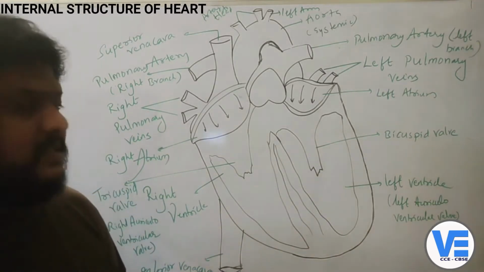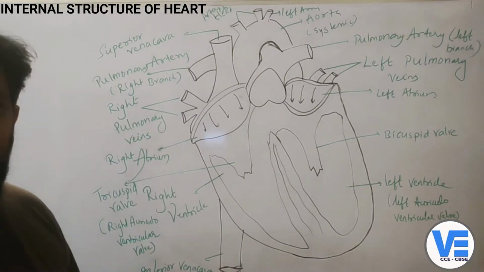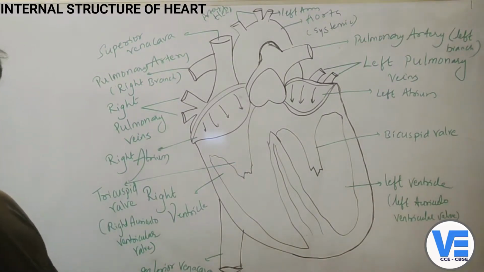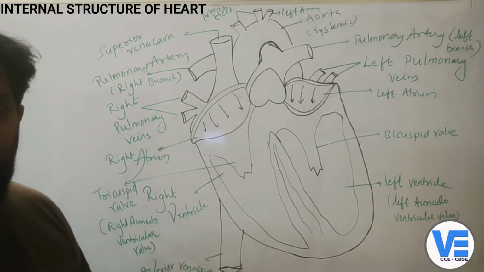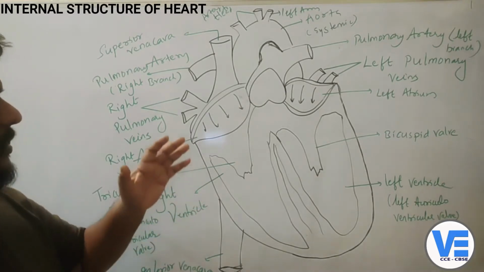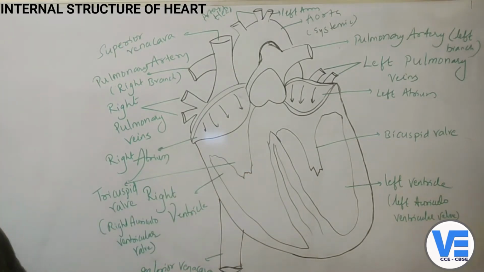So children, if you can see here, this is the internal structure of the heart. Now we'll see what the different parts present in the internal structure of the heart are. When you cut the heart, what are the parts which you see inside? That is what we are going to discuss.